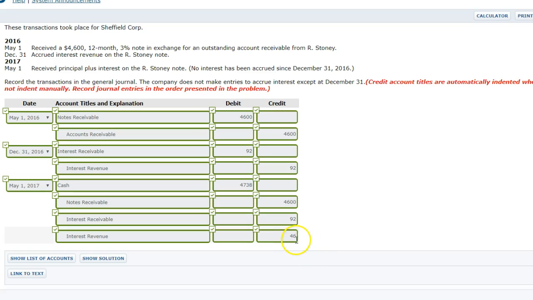So to get the cash that gets debited would be adding up the three sums here. 4,600 plus 92 plus 46 to get 4,338.